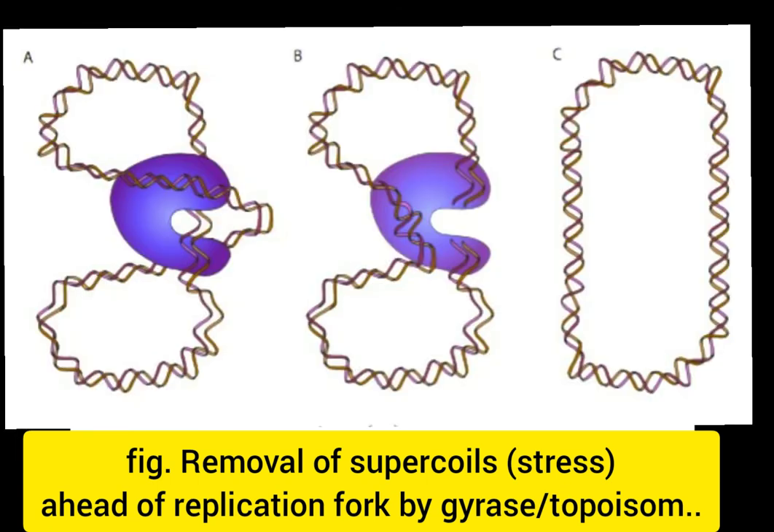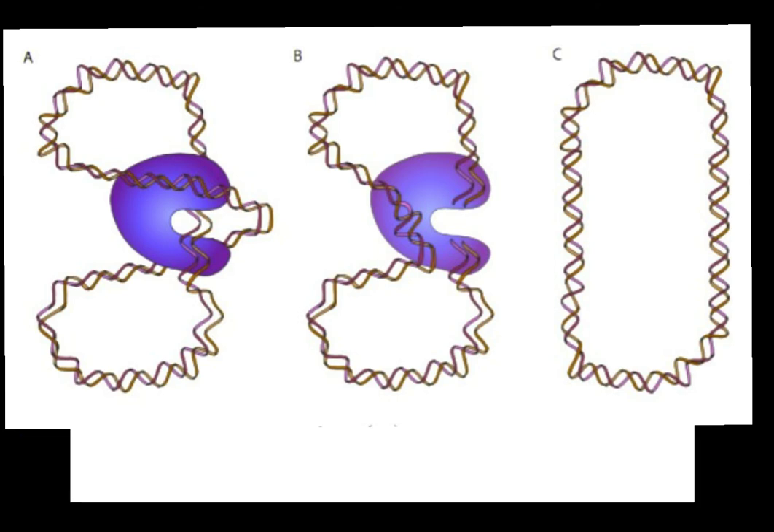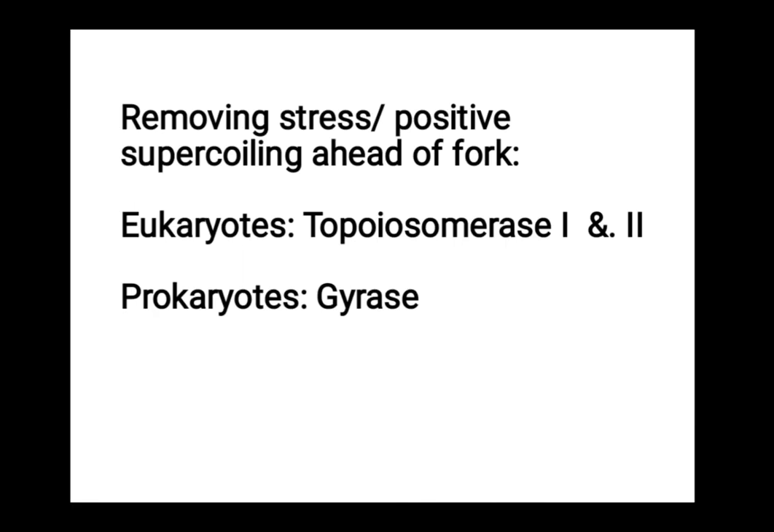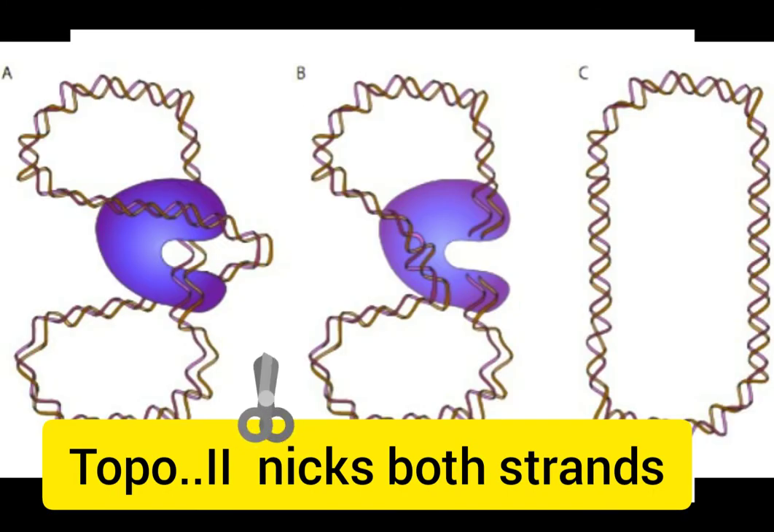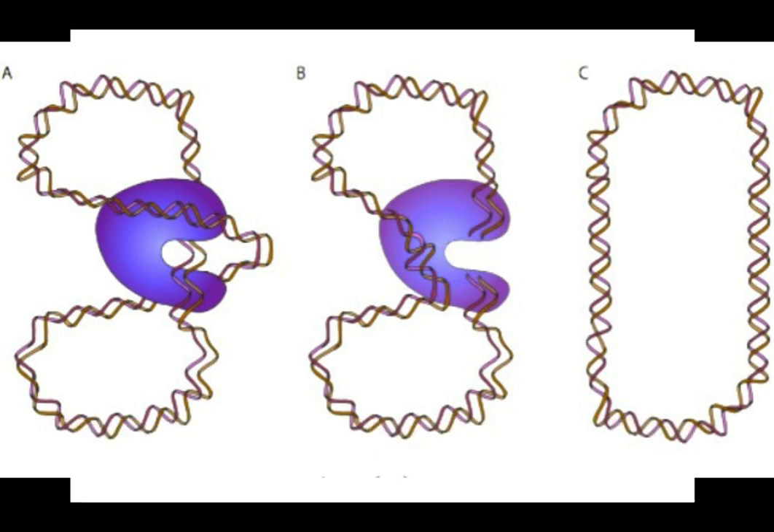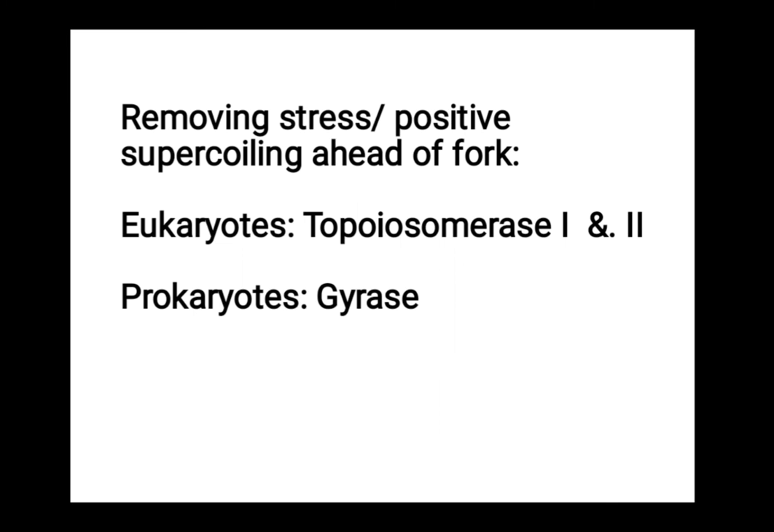The difference between topoisomerase I and II is that topoisomerase I makes a cut only in one strand in order to remove those twists from the double-stranded DNA. Topoisomerase II makes cuts in both strands in order to remove the stress. In prokaryotes, there is a slightly different enzyme called gyrase, and it carries out its function in the same manner as topoisomerase II.